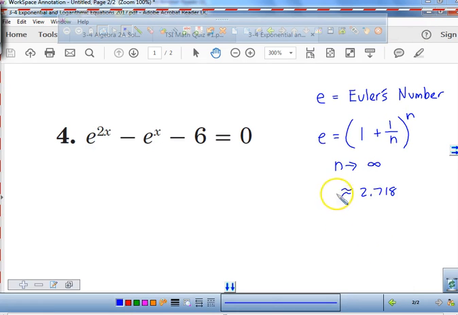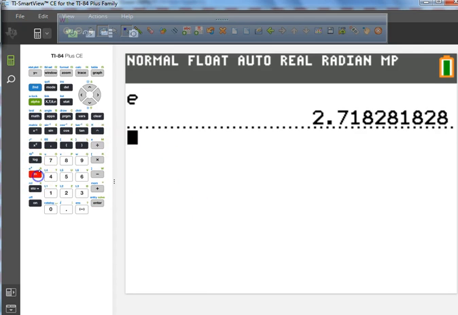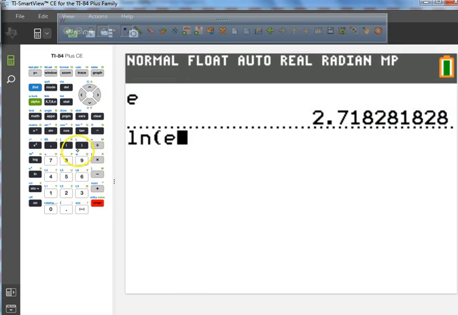Now, E and the natural log go hand in hand. Something you guys need to know: the natural log of E will always equal the number 1. This is something you need to have in your journal. So write down the natural log of E is equal to 1. And we'll just type it in the calculator. Natural log of, I'll just go up here and grab the E, and press enter. And that equals 1.